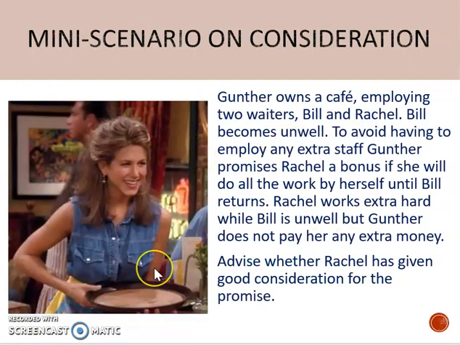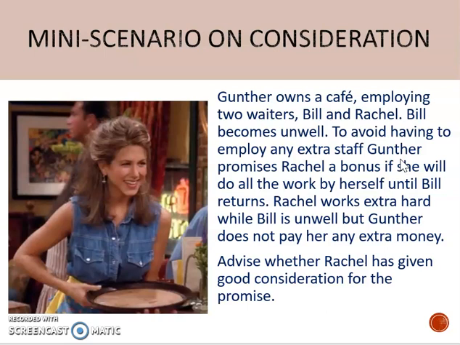So when we look at this scenario, now that the law's fresh in our mind, we've got Bill and Rachel working in a cafe. Bill's sick, and then Gunther promises Rachel a bonus if she'll do all the work by herself. Now he promises her this before she does the extra work, so this is not a past issue. The issue is that Rachel is already employed by Gunther, so the real focus of this question is on existing contractual duty. So in other words, can Rachel enforce Gunther's promise to pay her more, or can she not because she's already contracted to do the work?